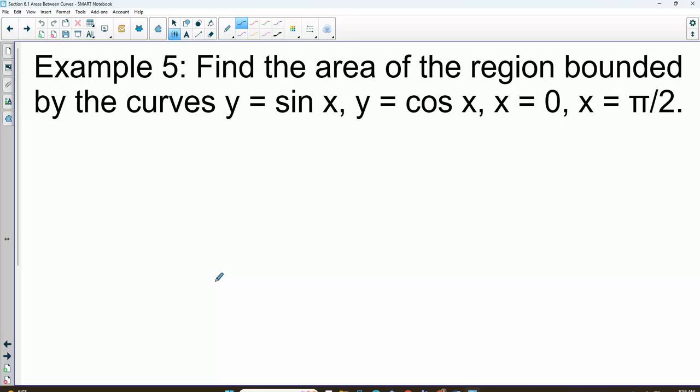So let's go to this one. I want the area bounded by the curves y equals sine of x, y equals cosine of x, x equals 0, and x equals pi over 2. So I'm starting at 0, ending at pi over 2. Sine of 0 is 0. What's the sine of pi over 2, or 90 degrees?